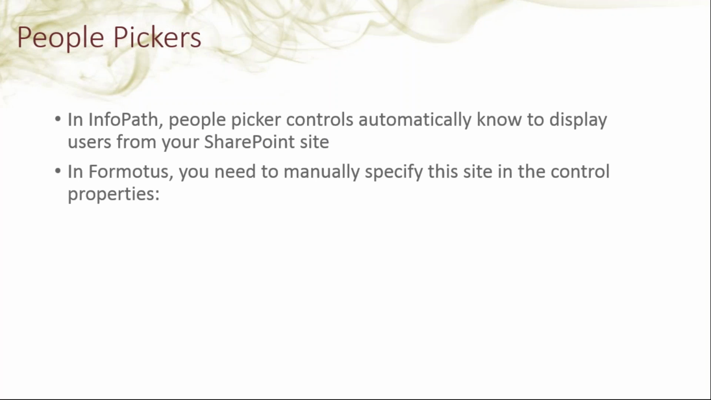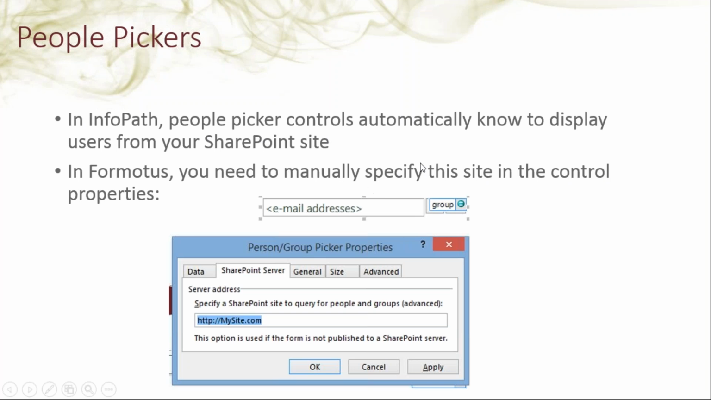In Formotus, however, you need to manually specify this site in the control properties, even if your form is also published to a SharePoint site. So here's a quick screenshot to show you where you find that. If you right-click on the People Picker control, you bring up the Properties menu. On the SharePoint Server tab, there will be a link where you can enter the server address, and you want to enter the same site that your form is published to.